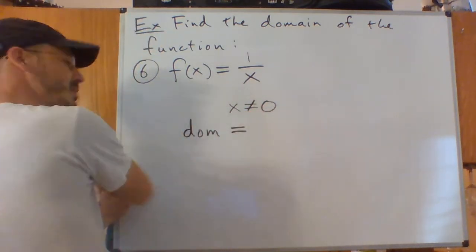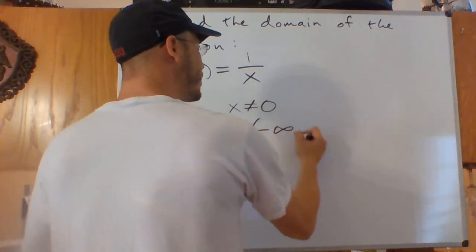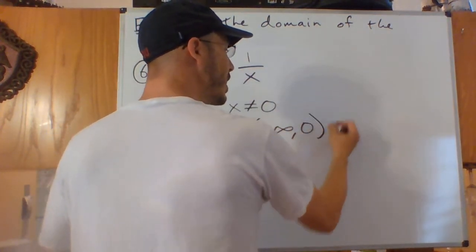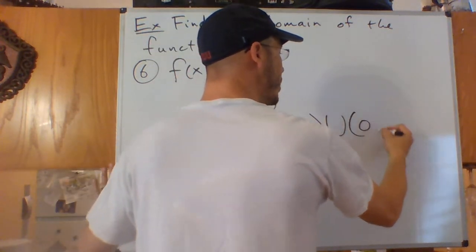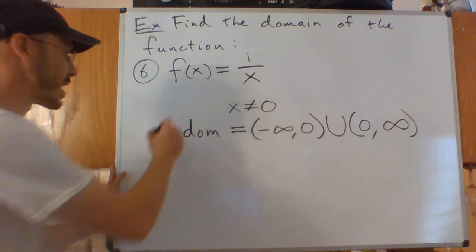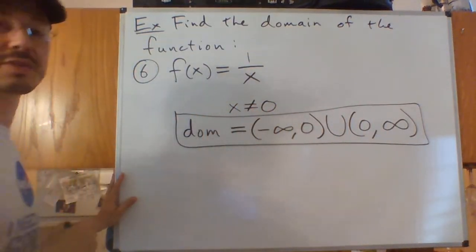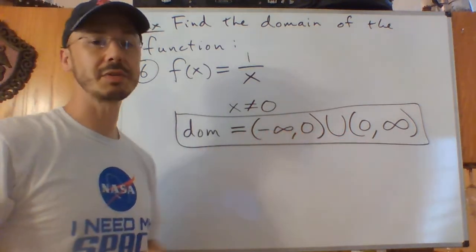It would be negative infinity to positive infinity, except it's negative infinity up to 0, and we have to skip over 0 and go from 0 up to positive infinity. So that domain is all real numbers except for 0. And this is how it looks in interval notation.